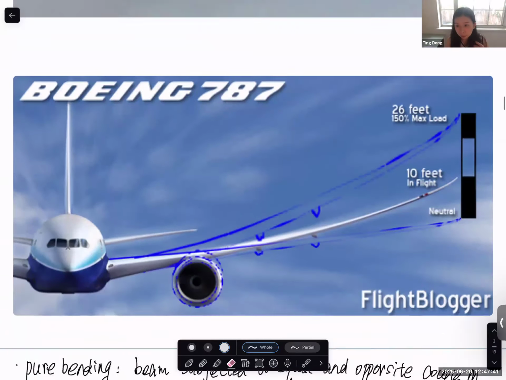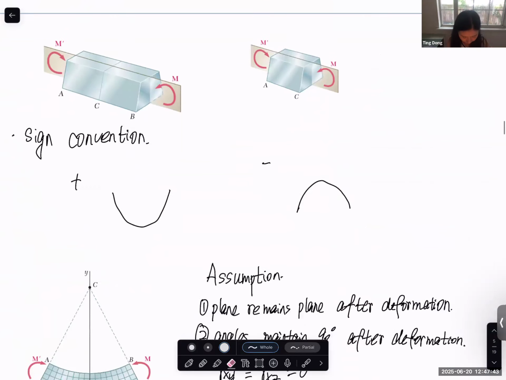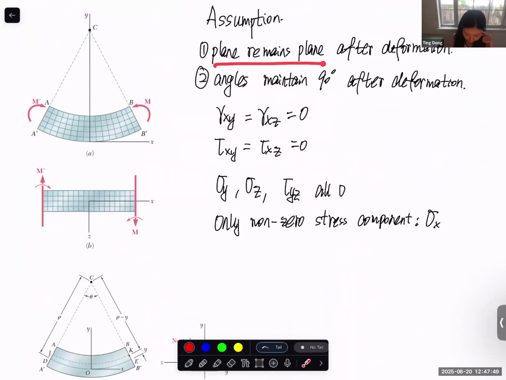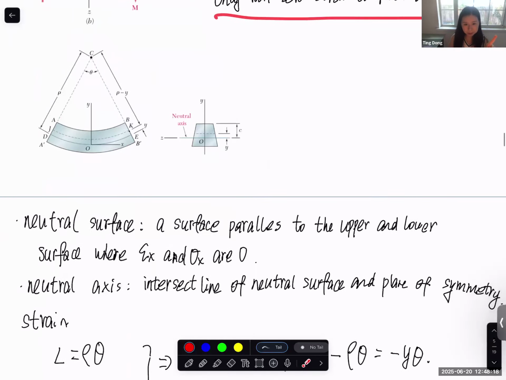Let's move on to our content from last class. In the last class, we talked about pure bending, and we based it on the assumption that plane remains plane, no warping or deformation of the plane itself, and this angle maintains 90 degrees. This is the assumption of our derivation. So we got the shear stress equal to 0, shear strain equal to 0, and also since there's nothing really applied in the y and z direction, there's only a couple applied, sigma y and sigma z equal to 0.